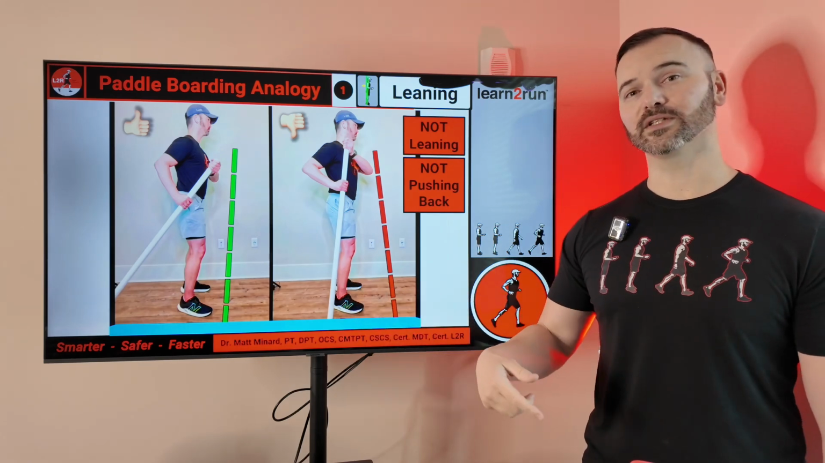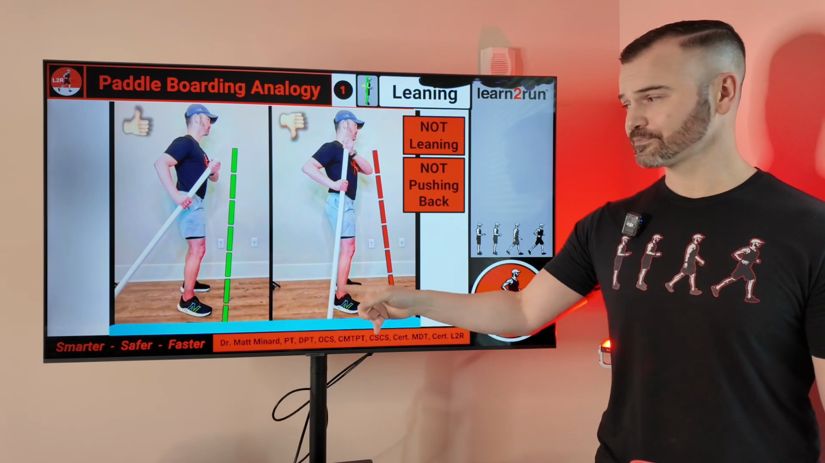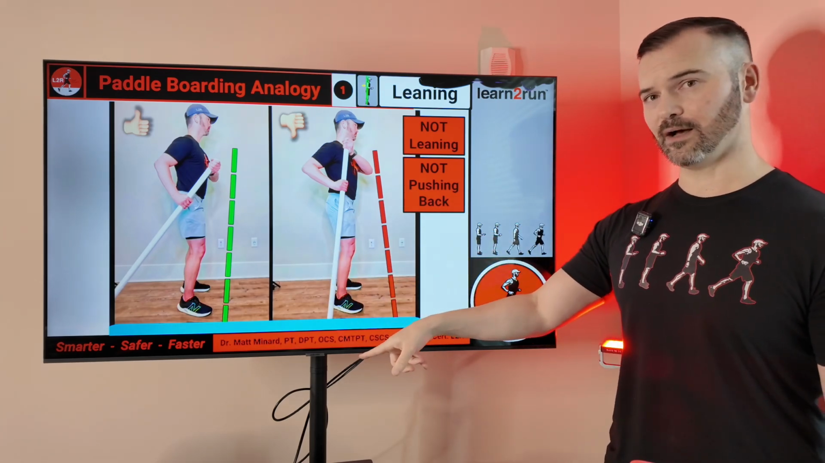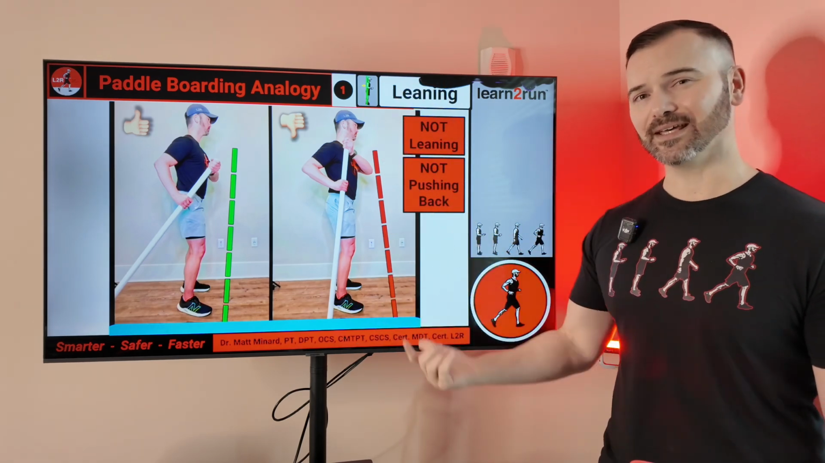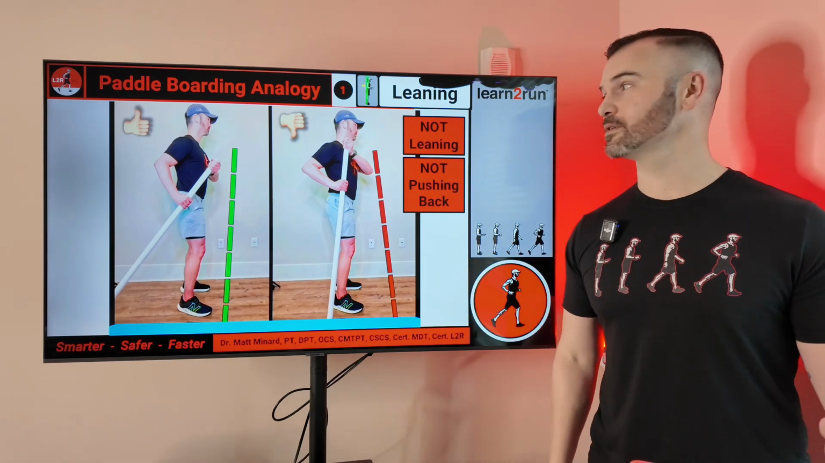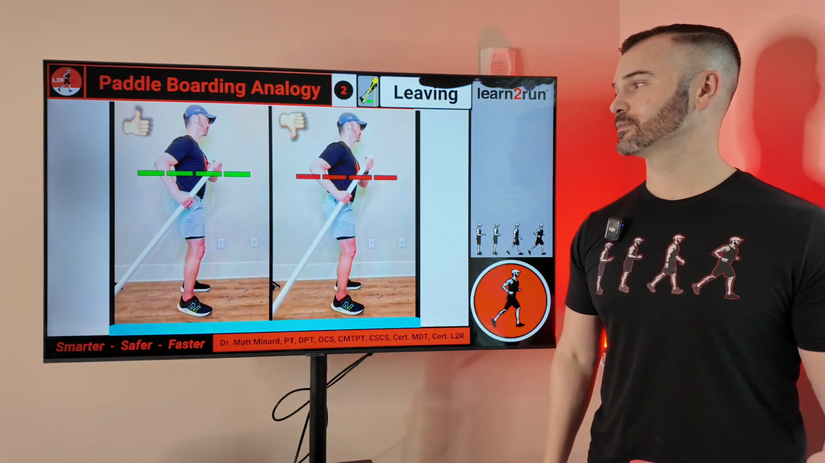Here, if someone's cueing, pick your feet up, lift your feet up, we're totally disregarding that pushing back phase. They're pushing down, which is also going to cause them to go up, and they're just merely picking their feet up, which brings us into our next example of showing leaving the ground.